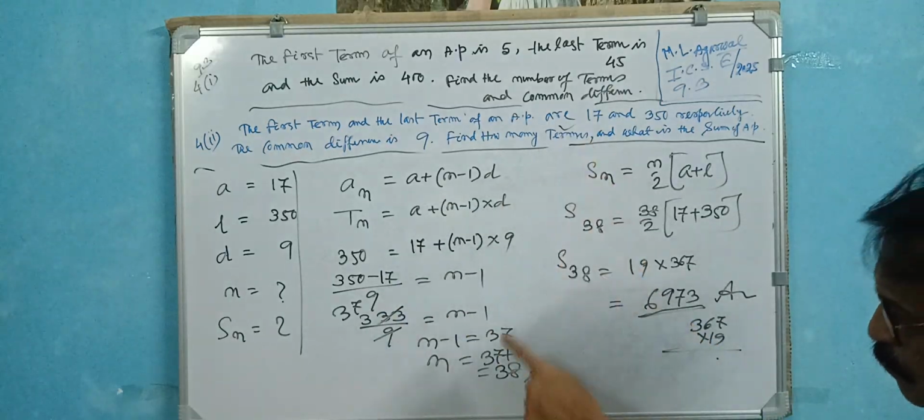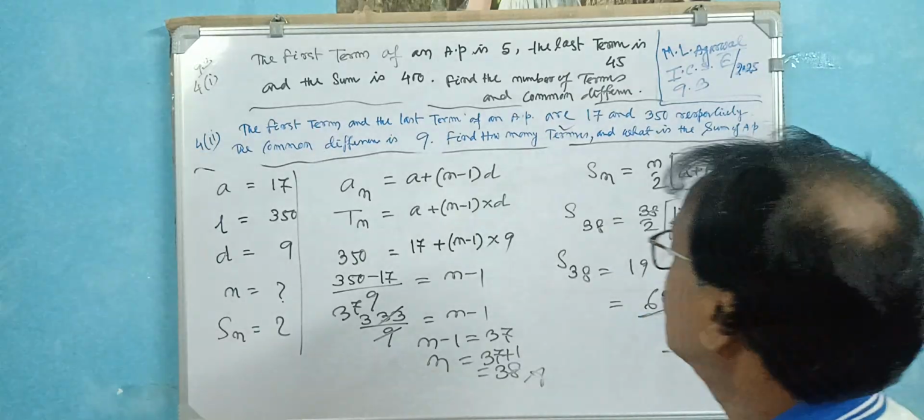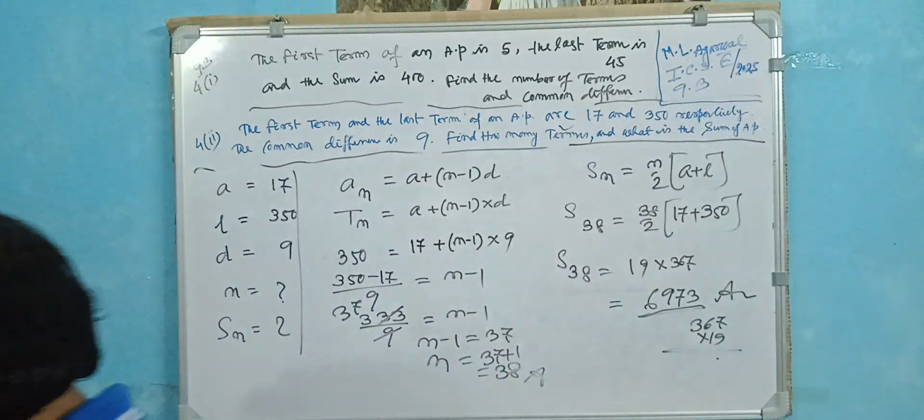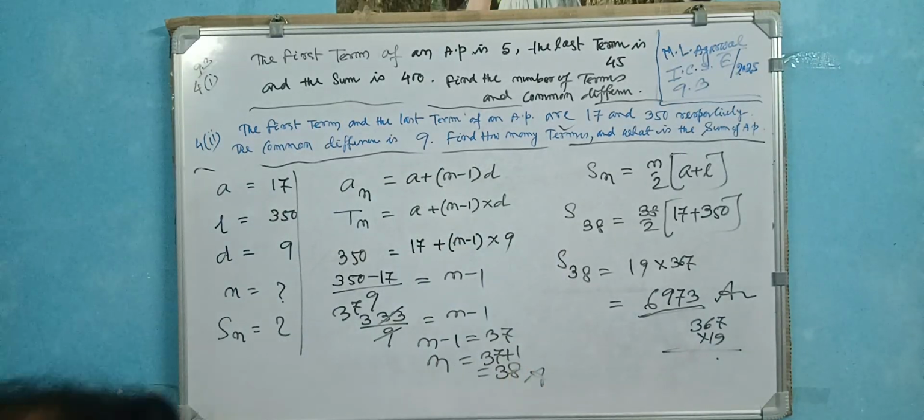Okay. Find the number of terms: this is 38. And what is the sum? This is 6973. S38, where S is the sum. Clear? So this is for today.